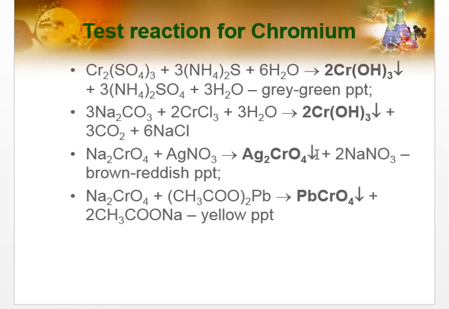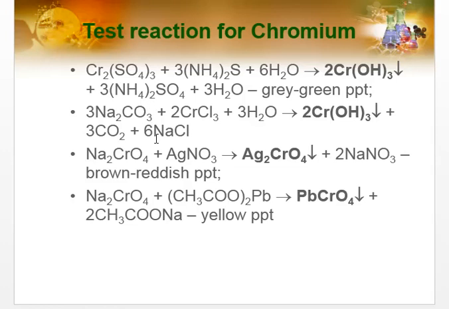Which test reactions do we have for chromium? At the end of this reaction we will get a sediment. What is a sediment? Something which we can't dissolve in water. At the end of this reaction we can prepare chromium 3 hydroxide. This is a sediment which is a gray-green precipitate. Precipitate and sediment are the same.